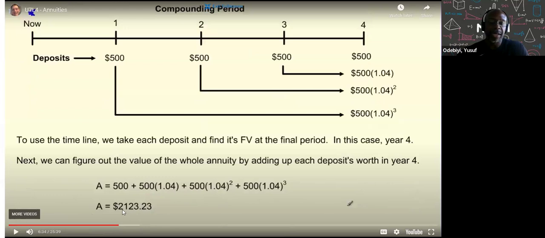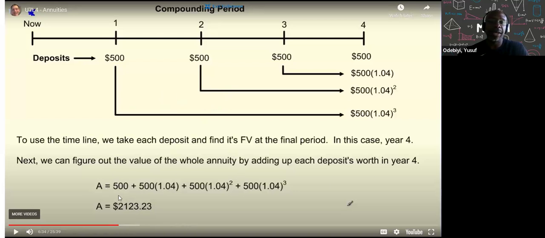So that's what would be in his account after 4 years. It's a little bit more because if I just put $500 in each year and don't get any interest, that would be $2,000, since 500 times 4 is 2,000. But I got interest, so my interest is actually an additional $123.23.